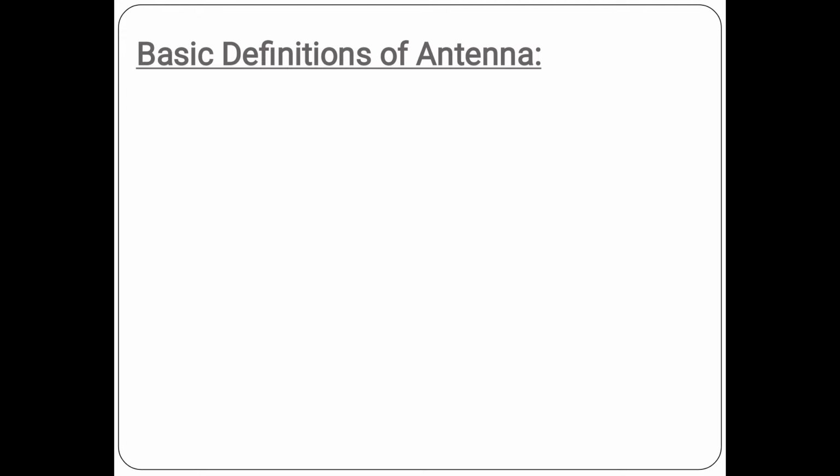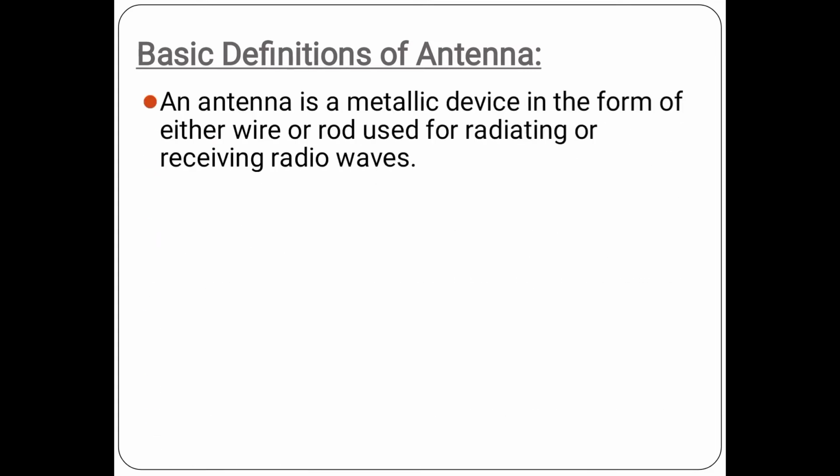An antenna is an electronic device which is used to transmit and receive electromagnetic waves in order to communicate with others by using our mobile phones or landlines. We are using antennas. The main purpose of the antenna is to transmit or radiate electromagnetic waves and receive electromagnetic waves.